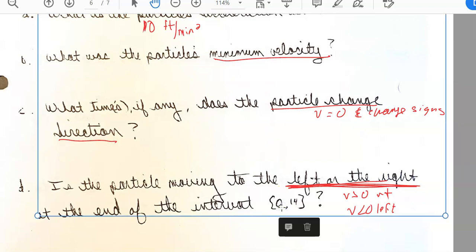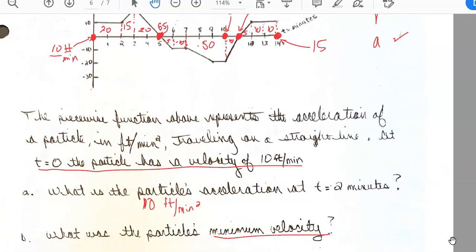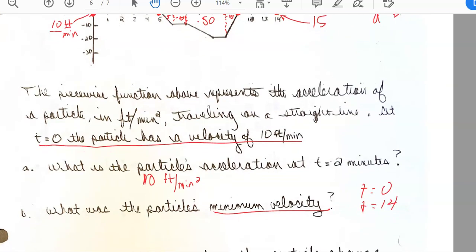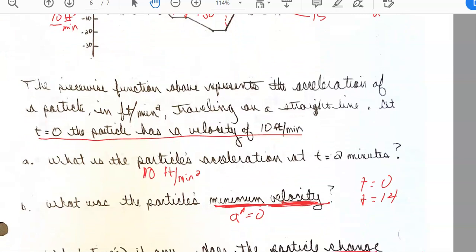So B, what is the particle's minimum velocity? Well, it had to have occurred at either an endpoint, so that's either 0 or 14. If I want to know when the velocity has a minimum, it would be when the derivative of the velocity is 0. So that could have been over here at 6.5 or at 5. So those are our candidates. If we look, we've already done the work for it. Our minimum velocity would have been negative 10 feet per minute.